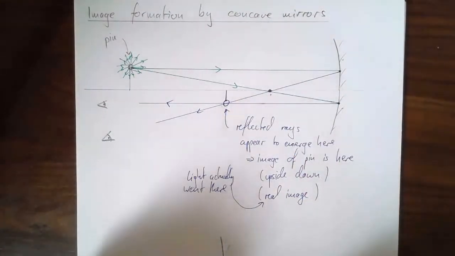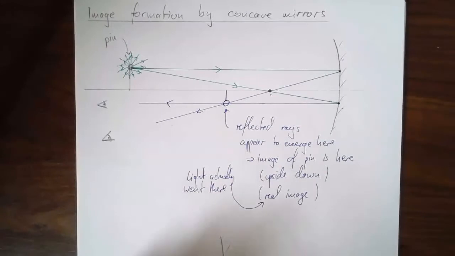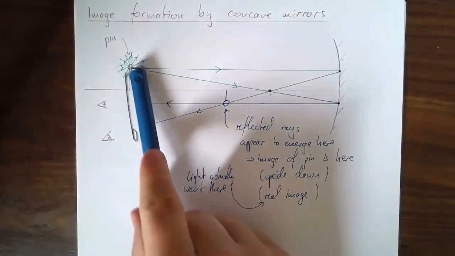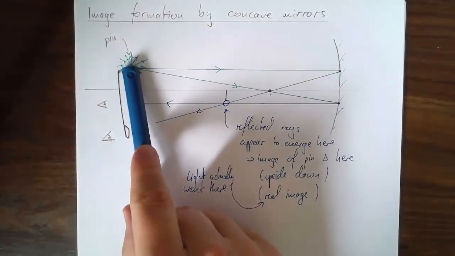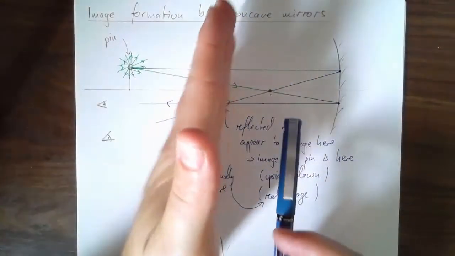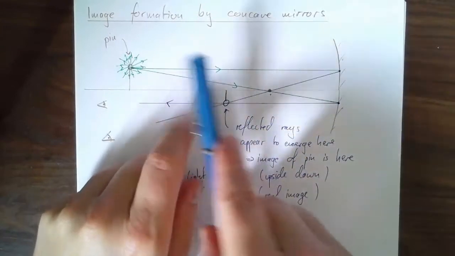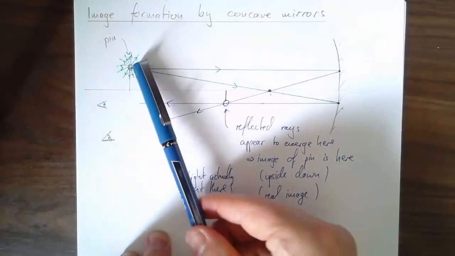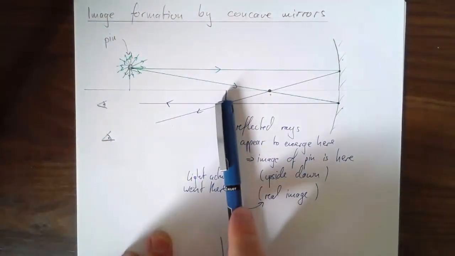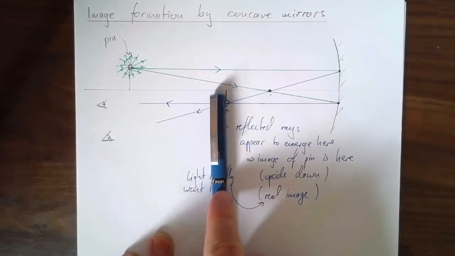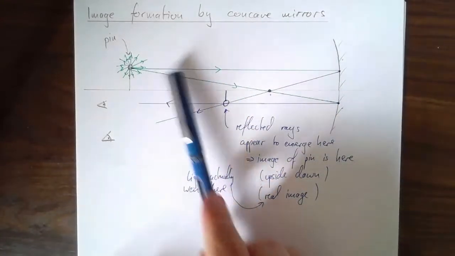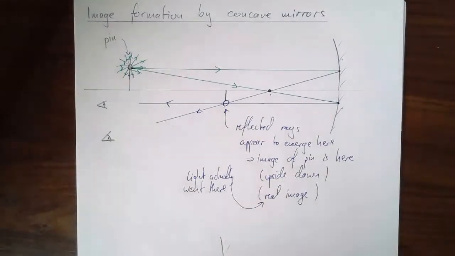One way to test this is to set this up, and maybe this is some bright light. You light your pin up really bright, and you can hold a little card there, maybe a piece of cardboard, and you'd be able to see a projection of the pin onto that. If you hold it exactly in the right spot, exactly where the image is, you can see a sharp image of the pin on there. So you can use that for all sorts of projections.